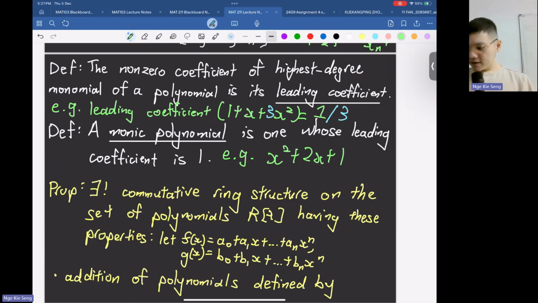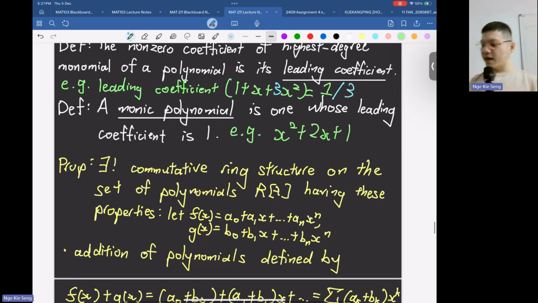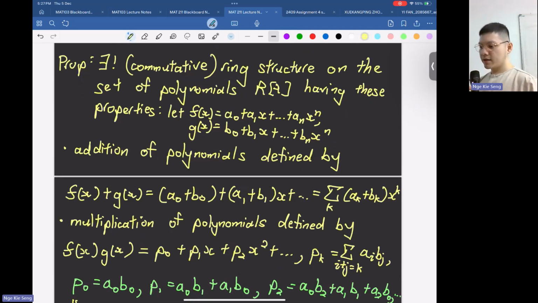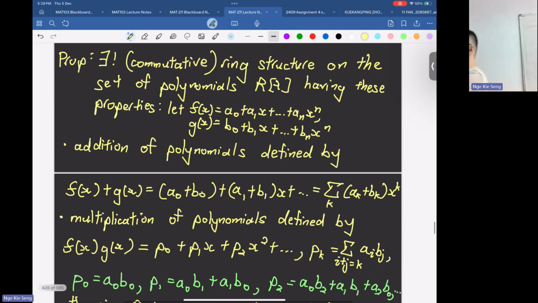Next, we're going to prove that R[x] forms a ring, a commutative ring structure, which you don't need to do in your exercise already. So we prove that R[x] is a commutative ring. How to prove it? Let's take two polynomials here. How do we add them? We just add by coefficient, in the appropriate power. How to multiply them? Just distribute it.